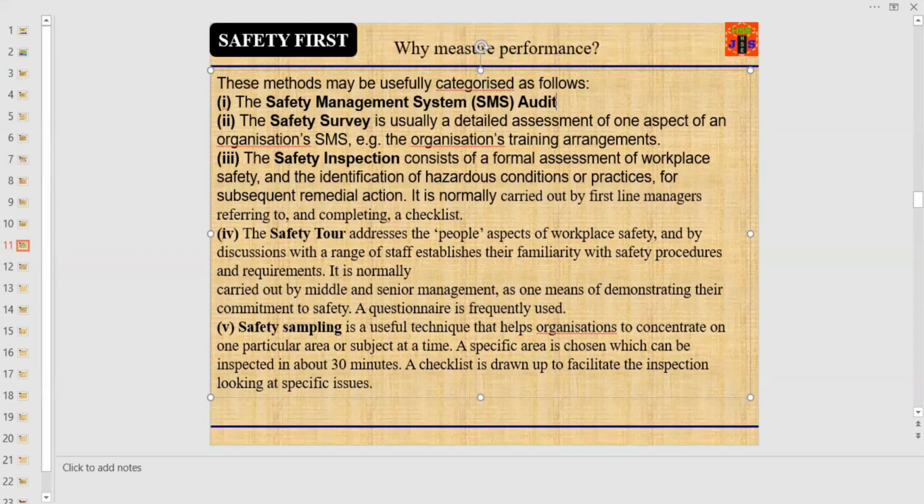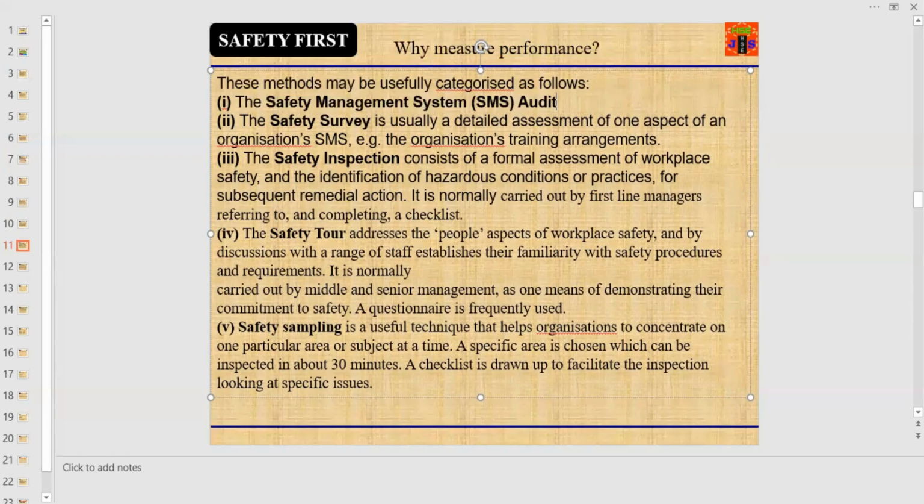Number two, the safety survey. It's usually a detailed assessment of one aspect of an organization's safety management system, for example, the organization's training arrangements. Number three, the safety inspection. It consists of a formal assessment of workplace safety and the identification of hazardous conditions or practices for subsequent remedial action. It's normally carried out by first line managers referring to and completing a checklist.